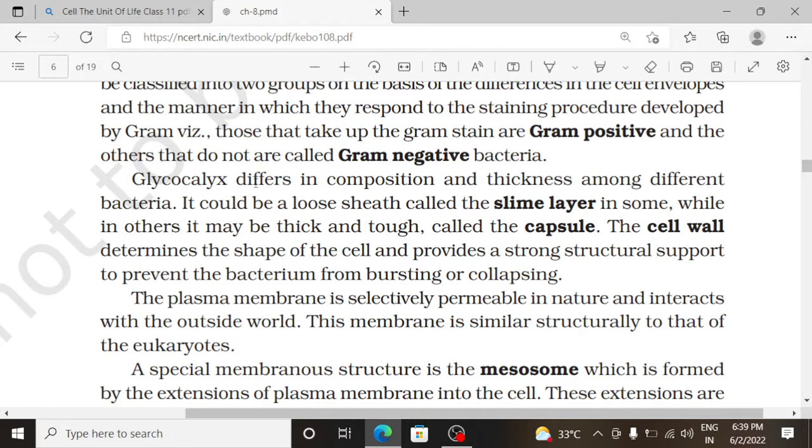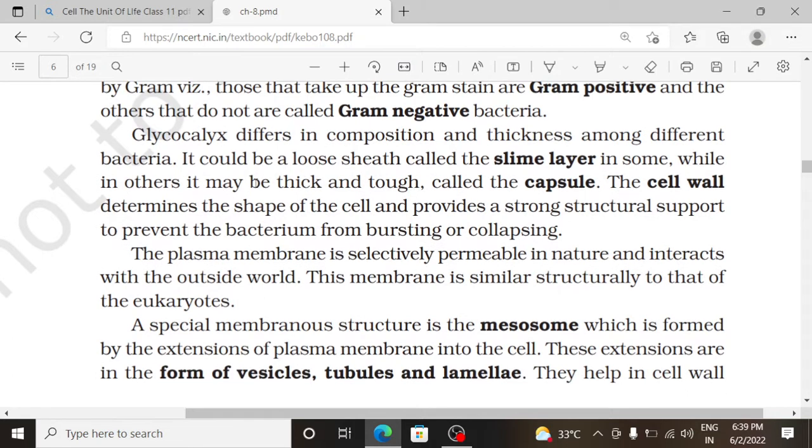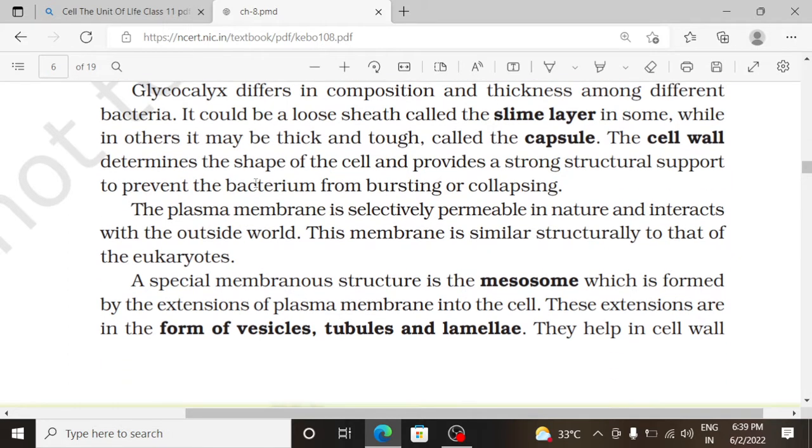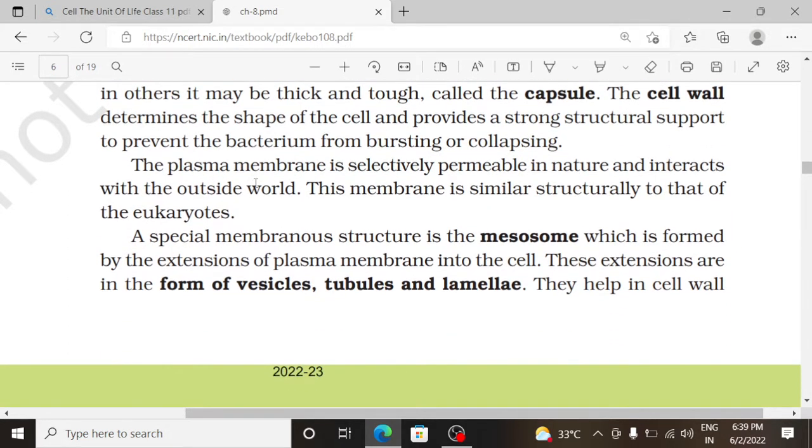The cell wall determines the shape of the cell and provides a strong structural support to prevent the bacterium from bursting or collapsing. The plasma membrane is selectively permeable in nature and interacts with the outside world. This membrane is similar structurally to that of eukaryotes.